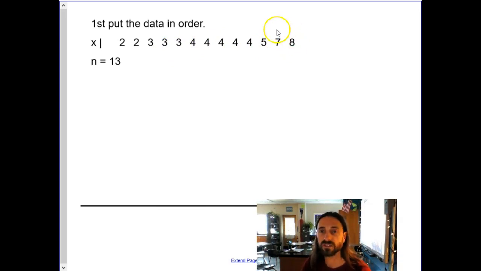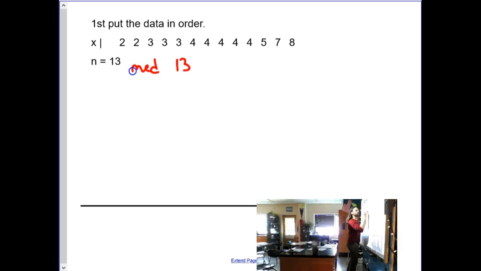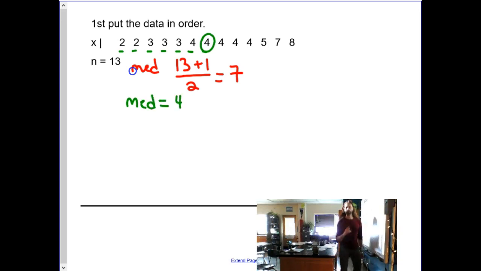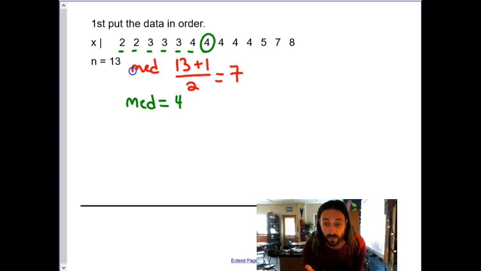Okay, let's see. Let me go back and use my formula. Do you remember how to find this? You say the median is the numbers you have plus 1 divided by 2. So that's 7. So that means the 7th number, 1, 2, 3, 4, 5, 6, 7, this number right here is the median. Equals that 4. That's the first piece of information I need.